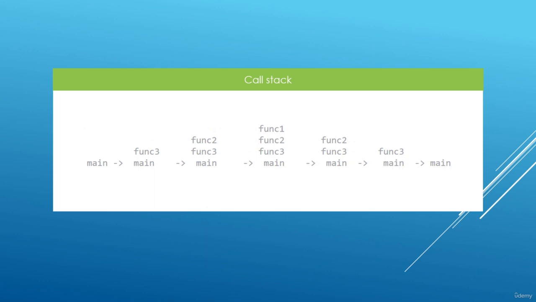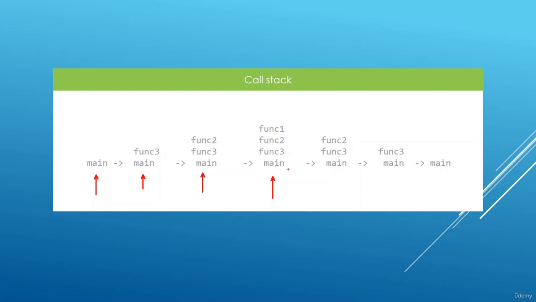At the start, the main function is going to be at the top of the stack, so we will have a situation like this. Then the main function is going to call func3. Func3 is going to be at the top of the call stack. Func3 is going to call func2. We're going to have a situation like this. So func2 is going to be at the top. Func2 is going to call func1, and func1 is going to be at the top of the stack.